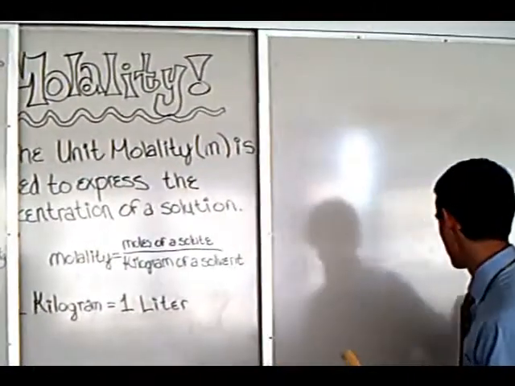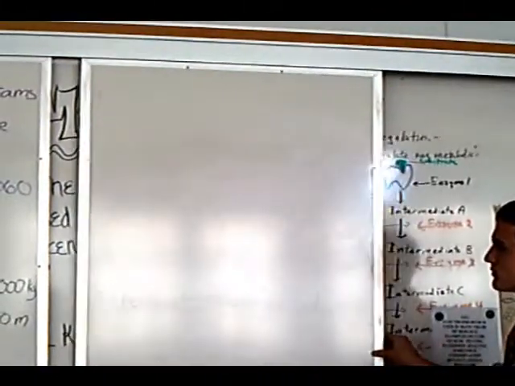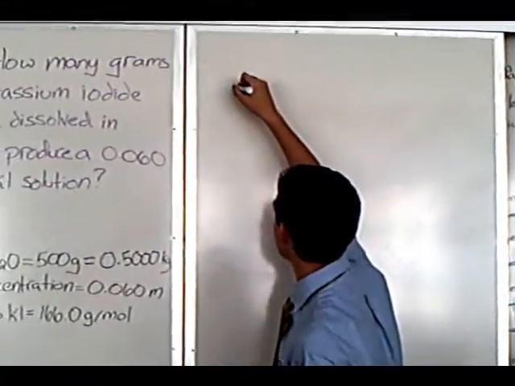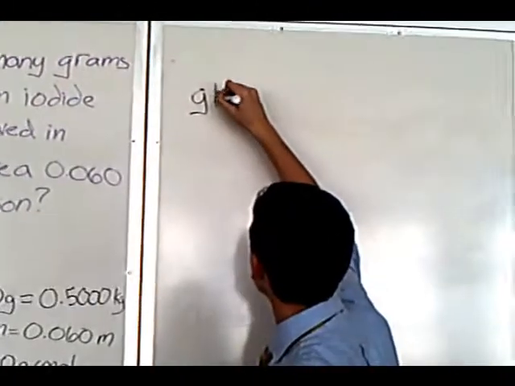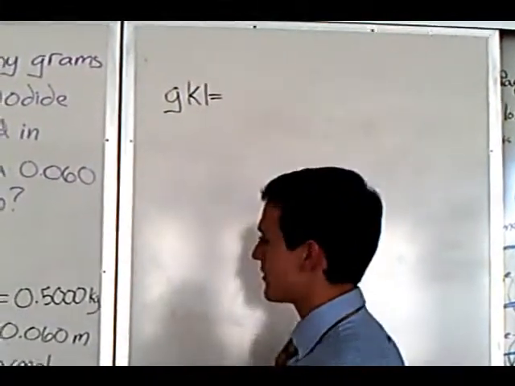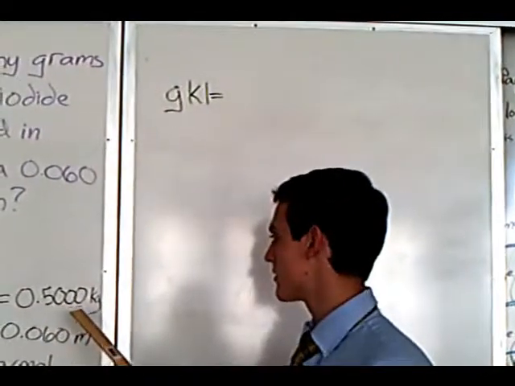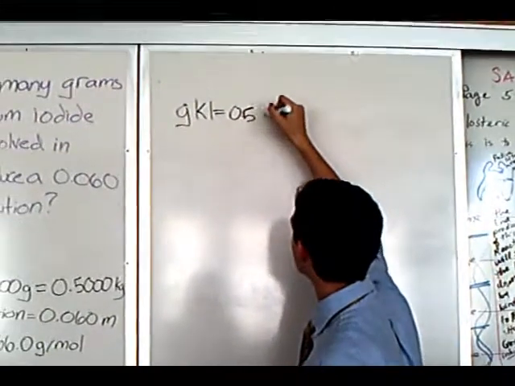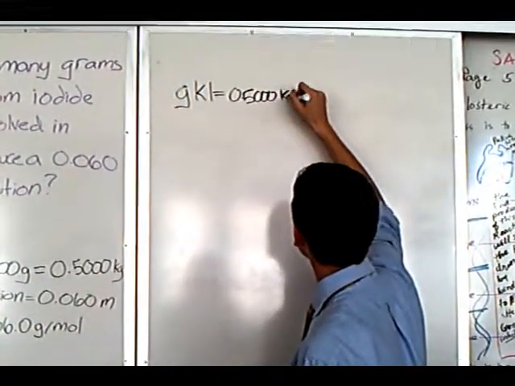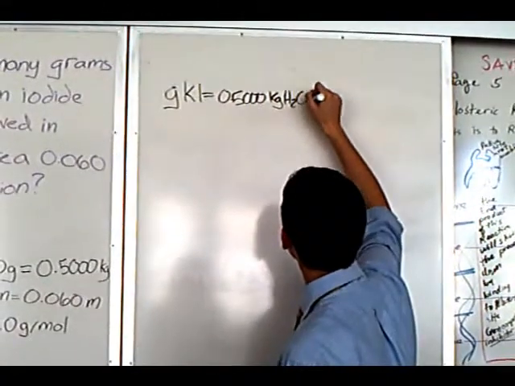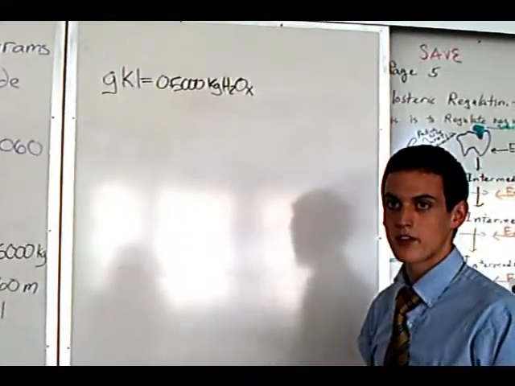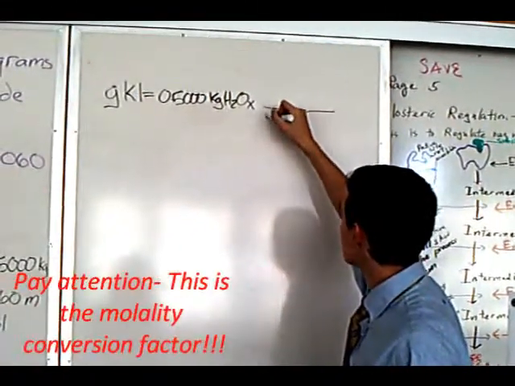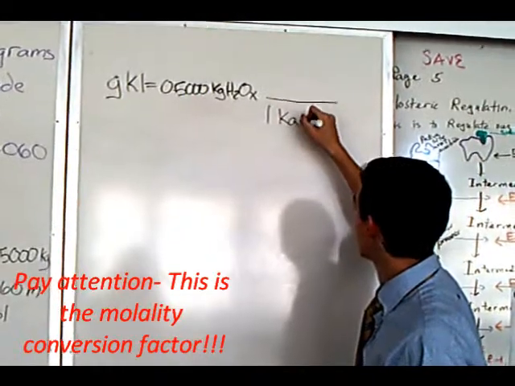So to solve this problem, we will use dimensional analysis and start with your unknown. Your unknown is grams of KI, which is equal to your first known, 0.5 kilograms of H2O. Then you multiply that by your first conversion factor, which is 1 kilogram H2O.